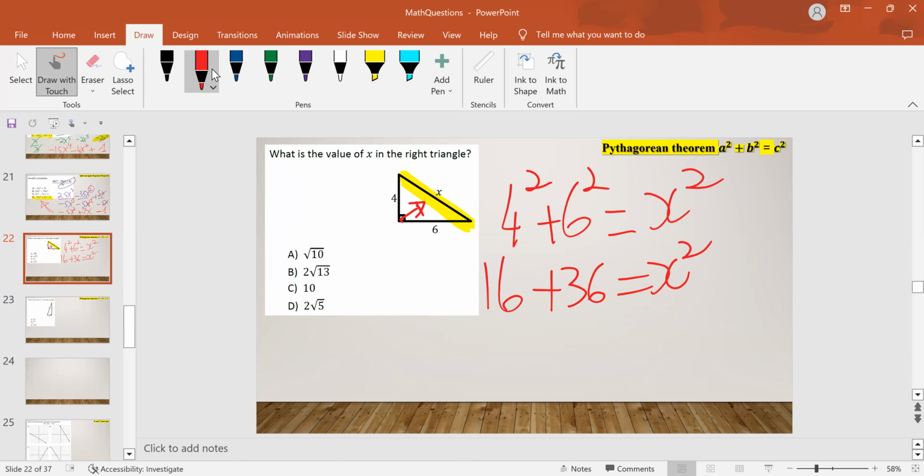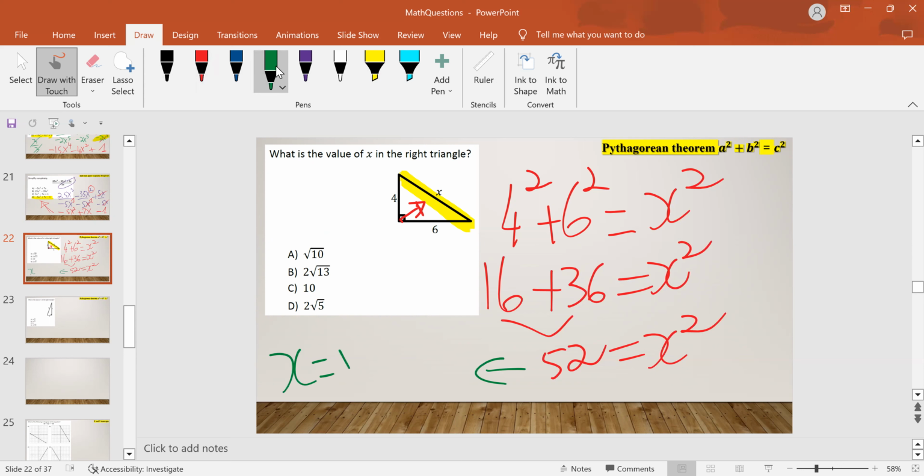Okay, so 16 plus 36 gives you 52, with this x to the second power. So you have to understand that the answer is not 52, because this is x to the second power, but they ask you to find x. So to find x, we're going to take a square root. So x will be the square root of 52. And the square root of 52 is not in the choices here.